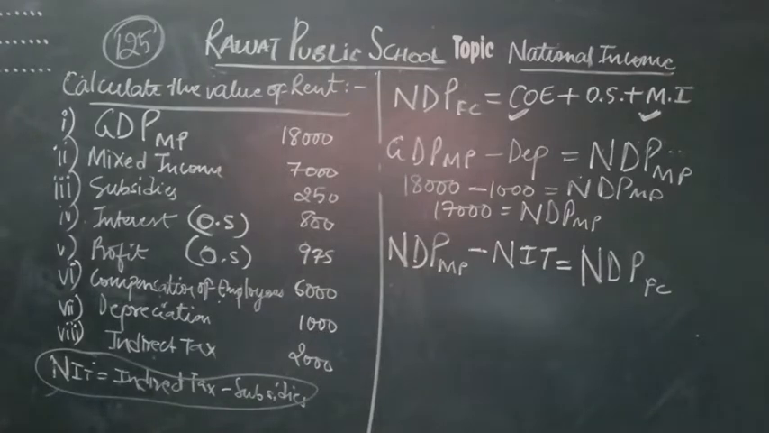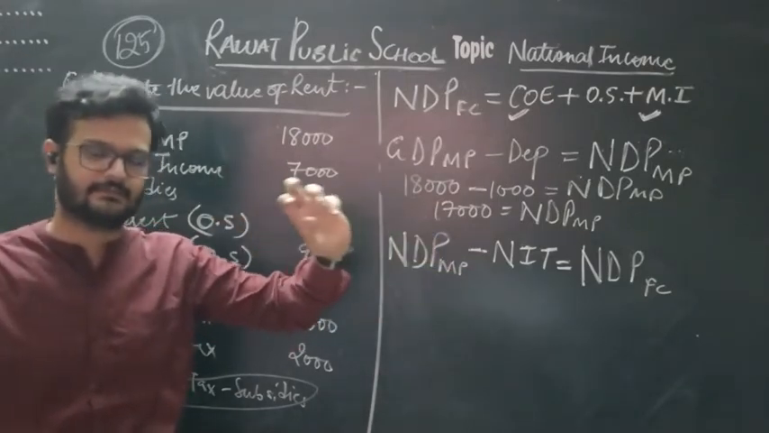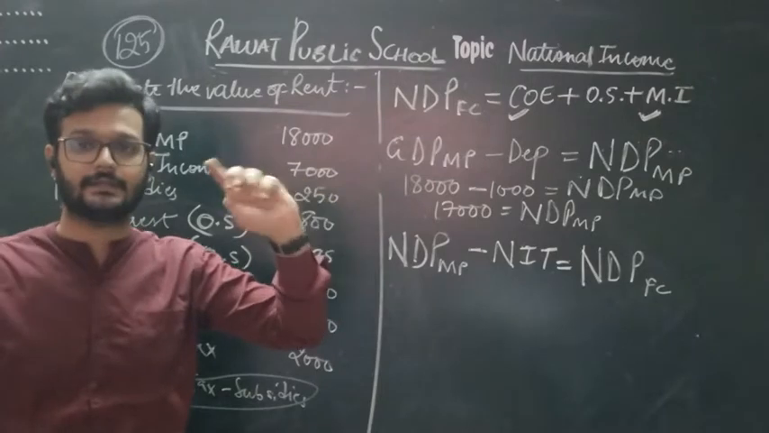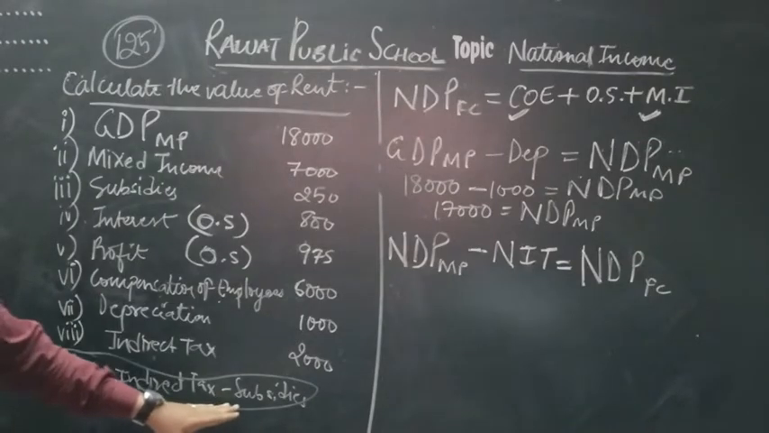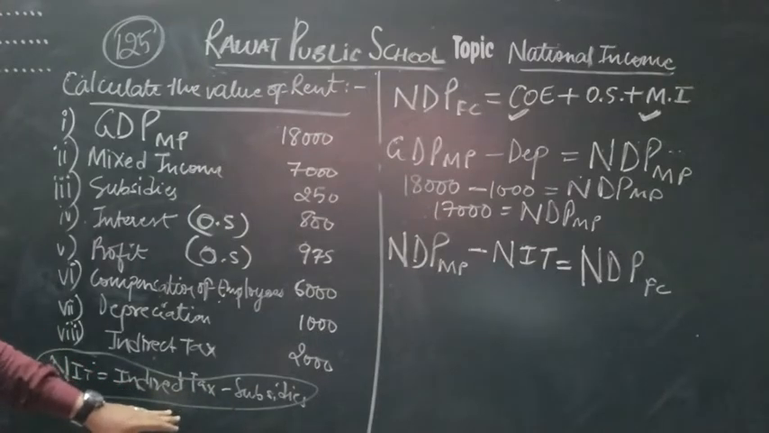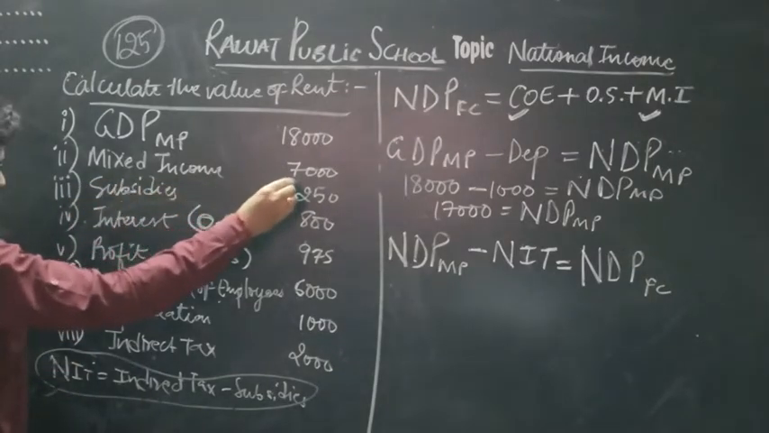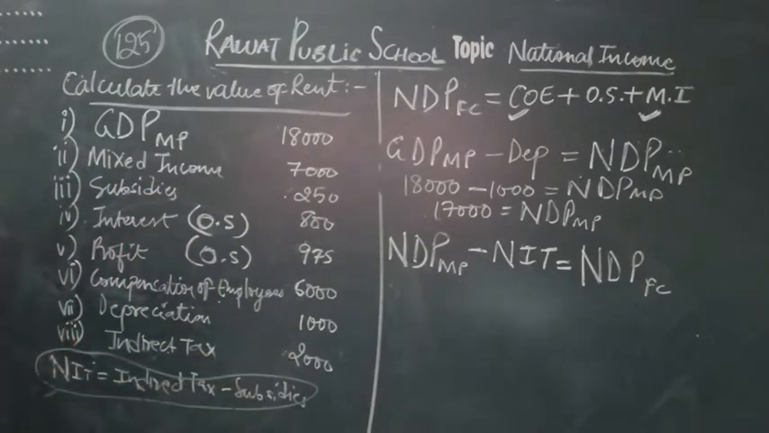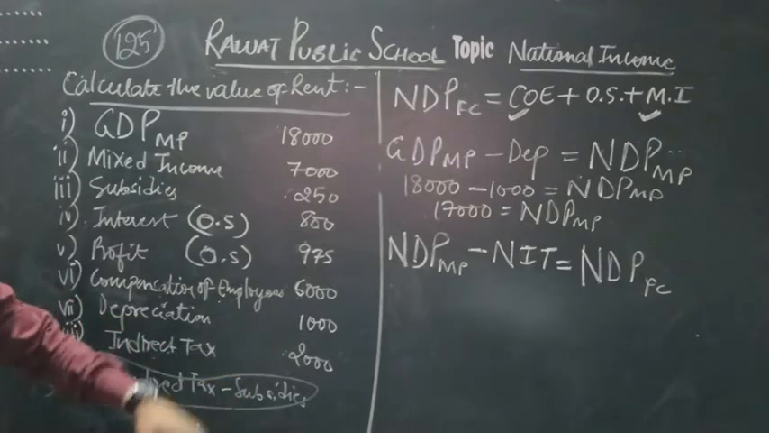We don't have net indirect taxes in the question, but the information to calculate net indirect taxes is available to us. How is NIT calculated? When the difference of indirect taxes and subsidies is calculated, that would be NIT. When subsidies are deducted from indirect taxes, that would be NIT. Subsidies are given as 250, and indirect taxes are available as 2,000. So NIT is 2,000 minus 250.